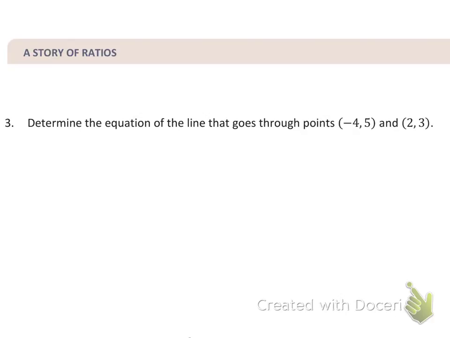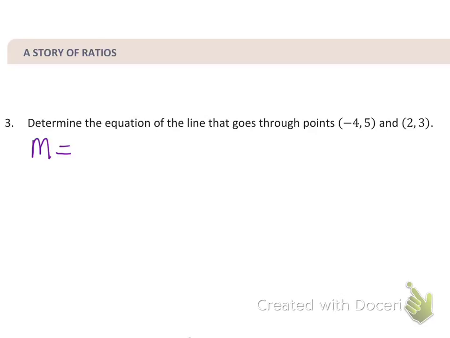Exercise 3 asks us to determine the equation of the line that goes through these 2 points, (-4, 5) and (2, 3). Now, we could plot those, but hopefully you were able to figure out how to find that equation without even having to plot the points, doing what we did with the others. Okay, so we have the points, so we can go straight to the slope. Now, if you haven't tried this yet, remember you want to try it first and then come back and check.